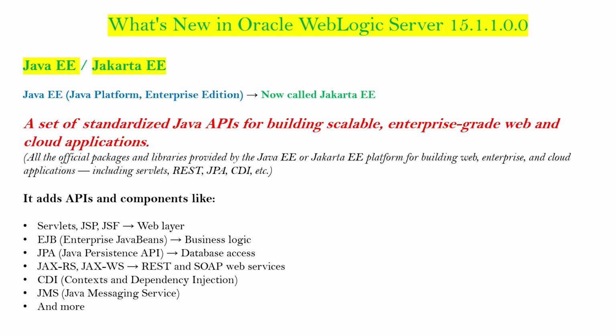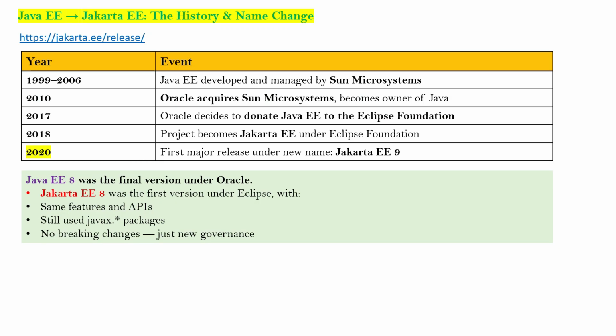Now, what is the difference between Java Enterprise Edition and Jakarta Enterprise Edition? Let me tell you about the history of Java Enterprise Edition, and then you will understand properly the meaning of Jakarta Enterprise Edition. Between 1999 and 2006, Java Enterprise Edition was developed and managed by Sun Microsystems. Around 2010, Oracle acquired Sun Microsystems and became the owner of Java after the acquisition. Now, in 2017, Oracle decided to donate Java Enterprise Edition to the Eclipse Foundation.